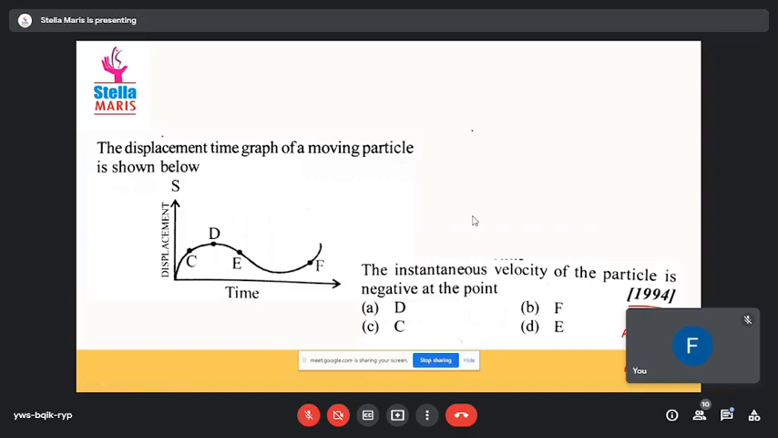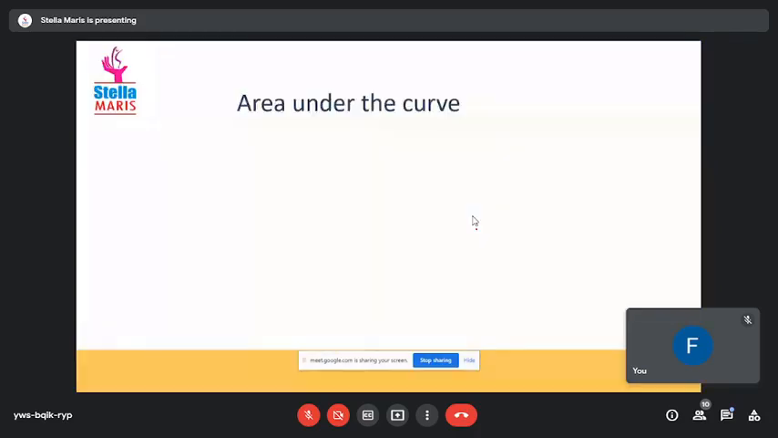So when we have a straight line like this in the XT graph, what can we say? It is moving with what? Negative velocity, sir. Very good. Negative velocity. That's what happens here. It is a straight line here, like this. So it is a negative velocity. Very good. Okay.